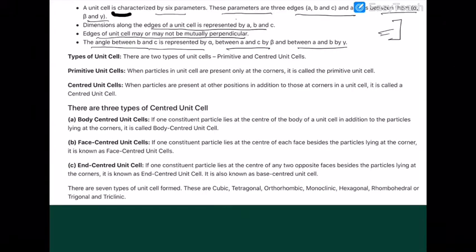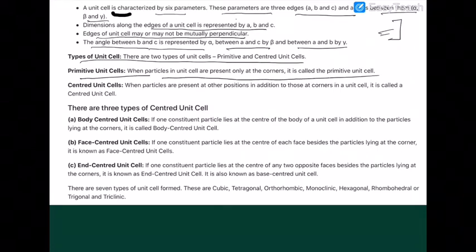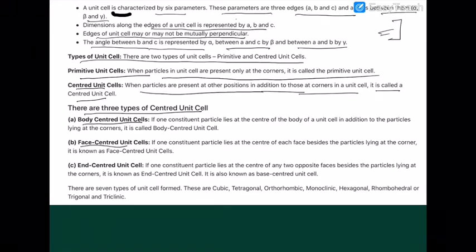Now there are two types of unit cell. One is called primitive, the other is called centered unit cells. A primitive unit cell has particles present only at corners. A centered unit cell has particles present at other positions in addition to the corners. There are three types of centered unit cell: body centered, face centered, and end centered.